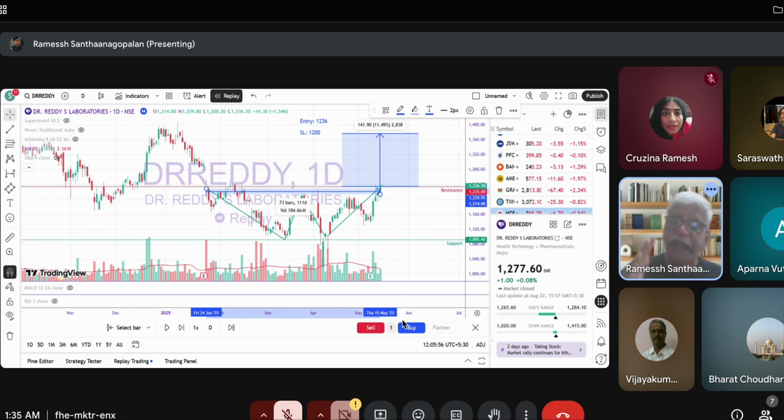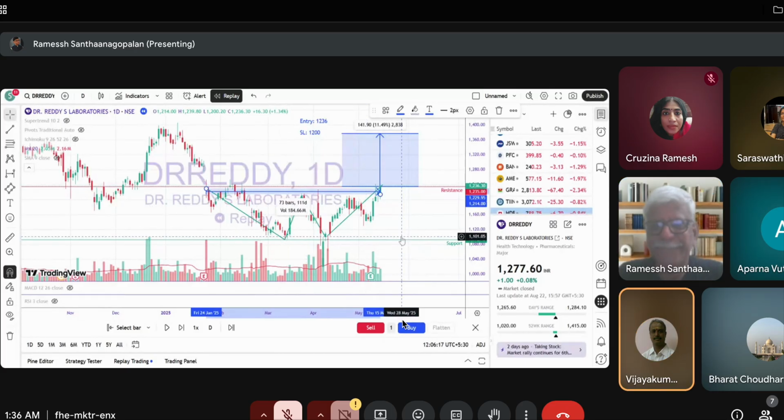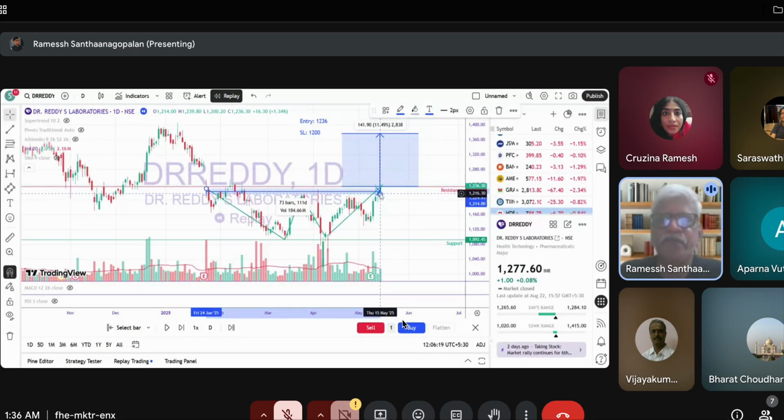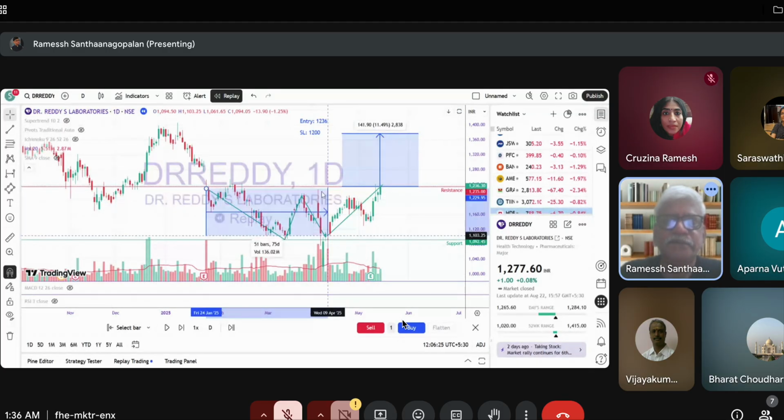Now, if it breaks out on the 73rd day, to achieve that 11.49%, it will take 50% of these days only. Now 50% of these days, 73, no, pardon? 36 days. Now you keep the cursor here on this dot. Left click. Take it back.